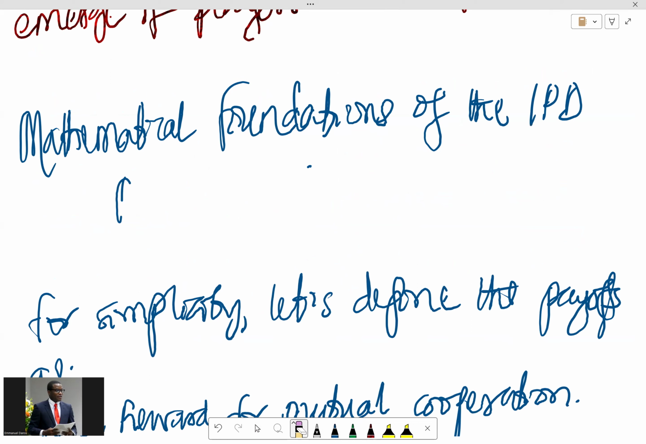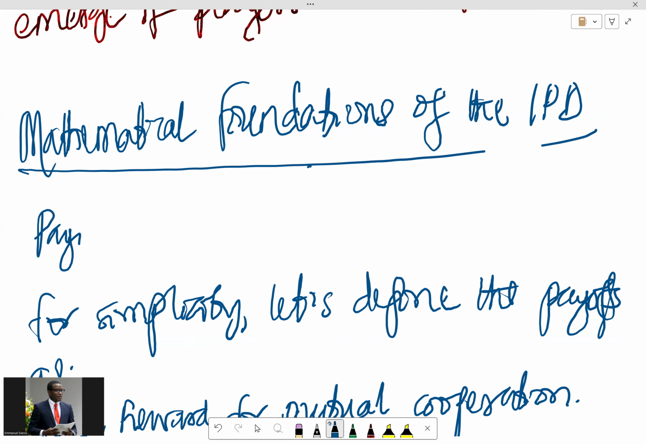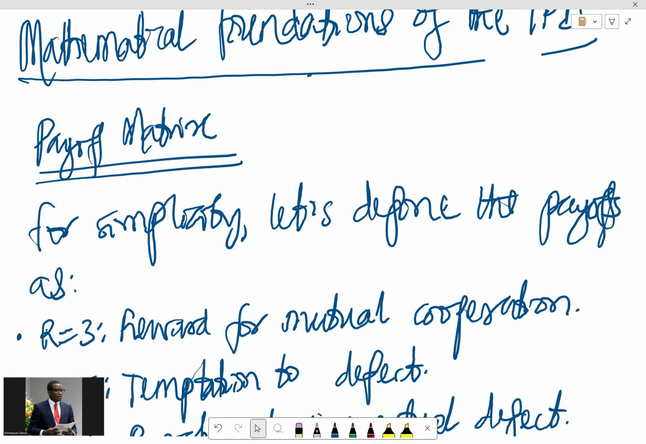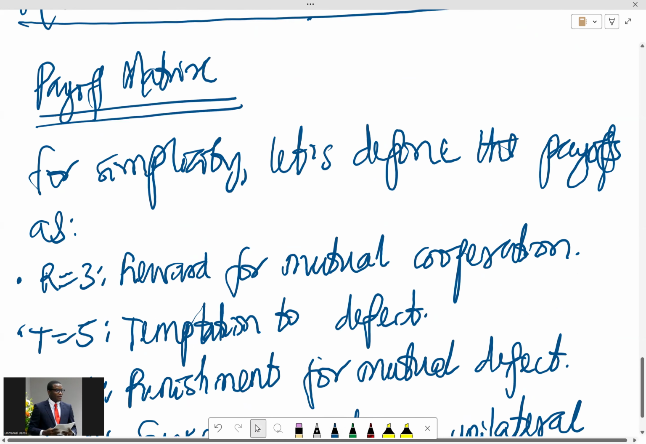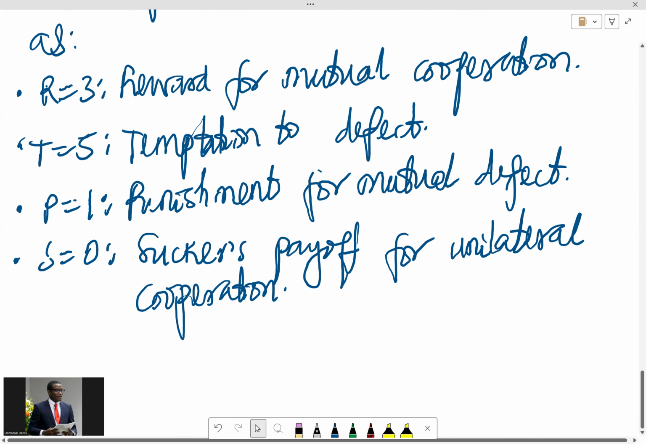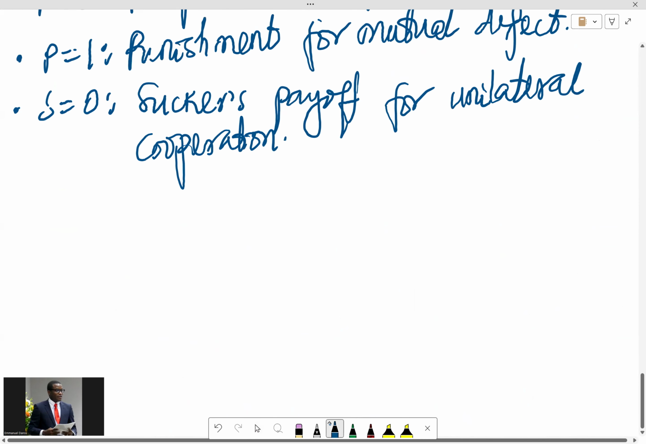So we're talking about the mathematical foundation for the iterated prisoner's dilemma. Then what we have here now is the payoff matrix. That's like setting up the whole thing. This is how the payoff matrix looks. So we have the payoffs, right? Next, we talk about the strategies.